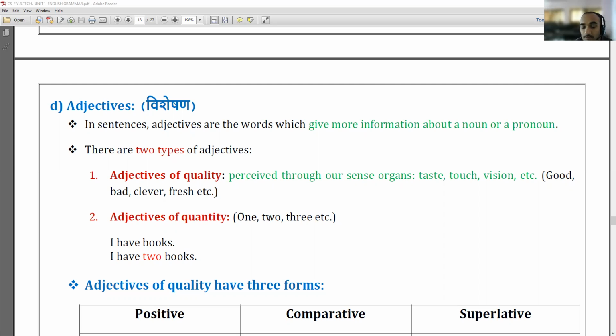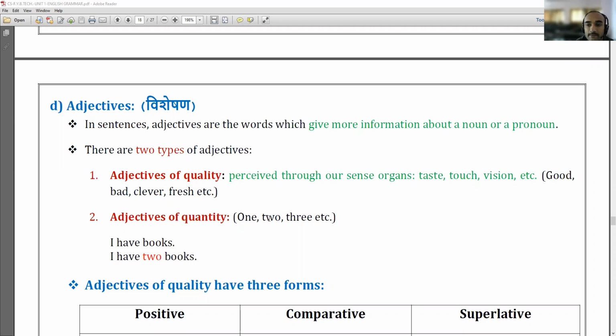Okay, and sense organs are touch, taste, vision. Some of the examples we can see for adjective of quality are good, bad, clever, fresh. Okay, so these are some of the examples of adjective of quality. Then let's move towards the second type, that is adjectives of quantity.